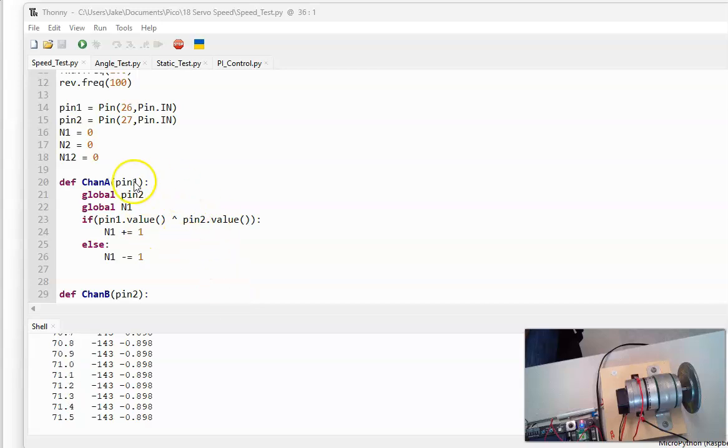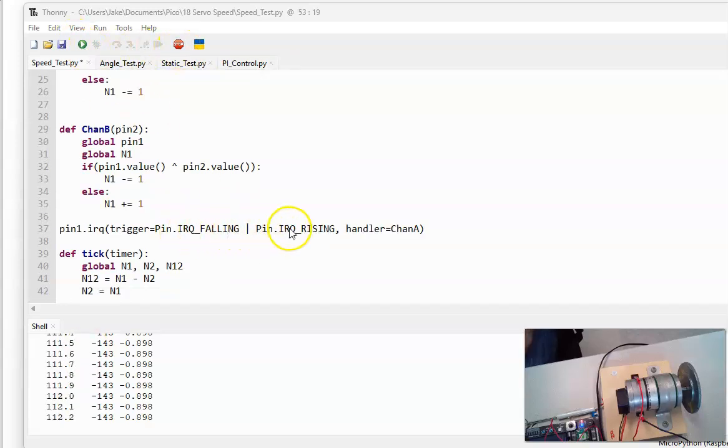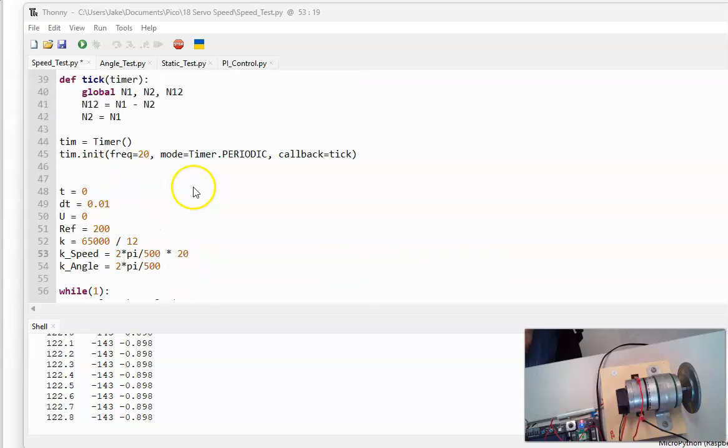So same code as before. Here I'm just going to use channel A. Gives you 500 counts per rotation. Rising or falling, 500 counts per rotation. My scalar then to convert counts to angle is 2 pi over 500. For speed, 2 pi over 500 times 20, because my sampling rate is 20 Hertz.